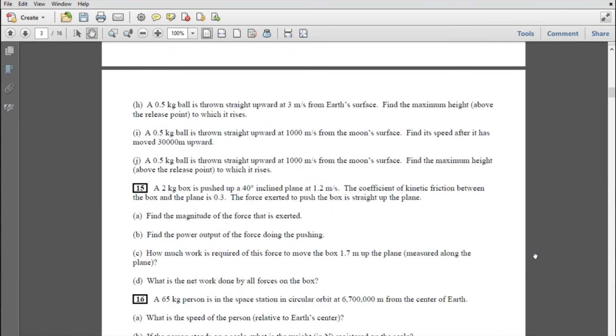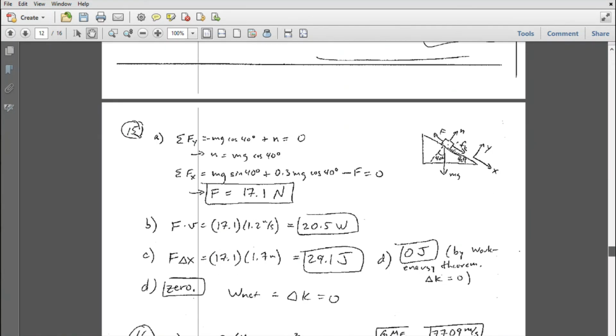Okay. 15. A 2 kilogram box is pushed up a 40-degree inclined plane at 1.2 meters per second, constant speed. We've got a coefficient of friction. Find the magnitude of the force that's exerted. So for that, we're just going to do F net x equals m a x. But of course, there's friction, so we take x to be along the direction it's being pushed. There's a friction force along the direction it's being pushed, and that depends on the normal force.